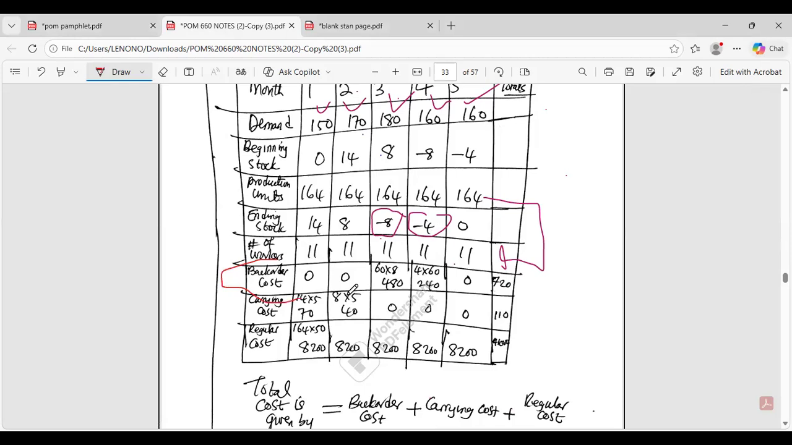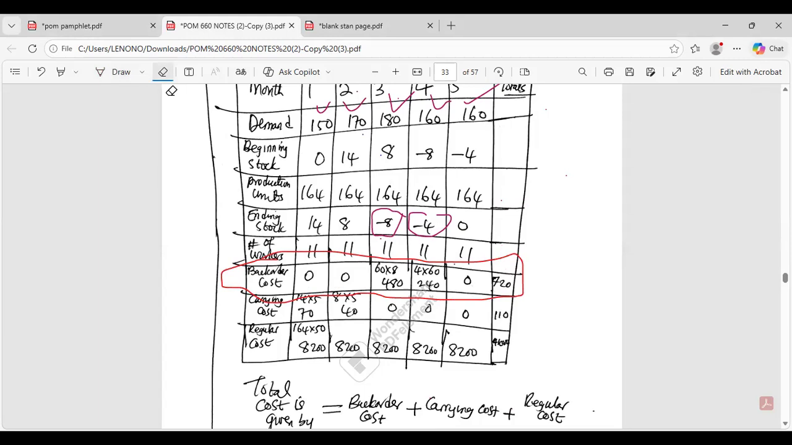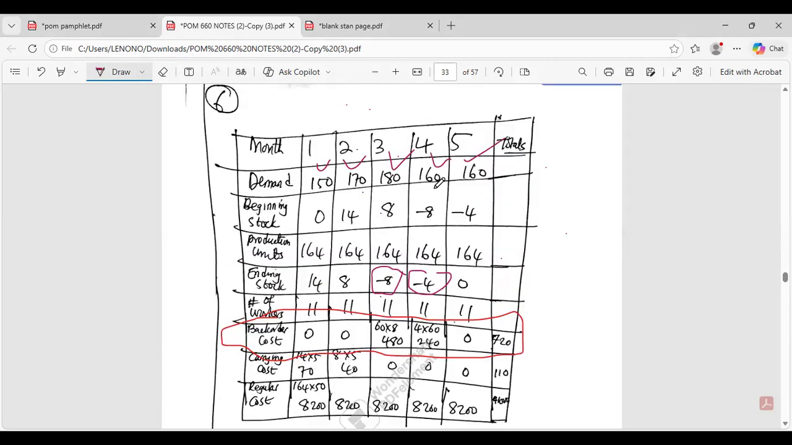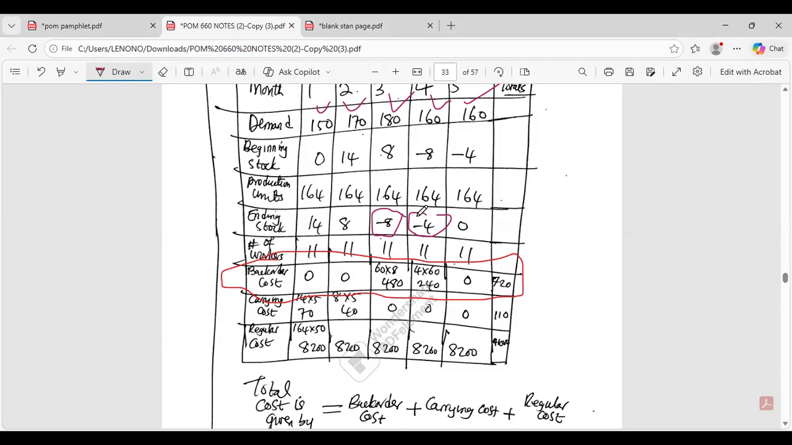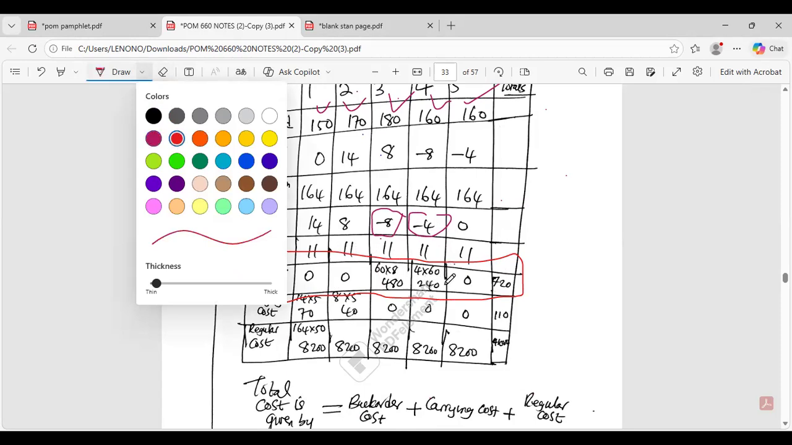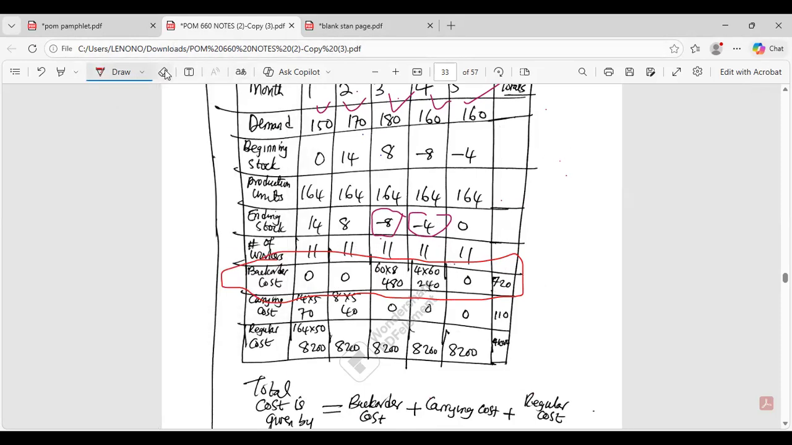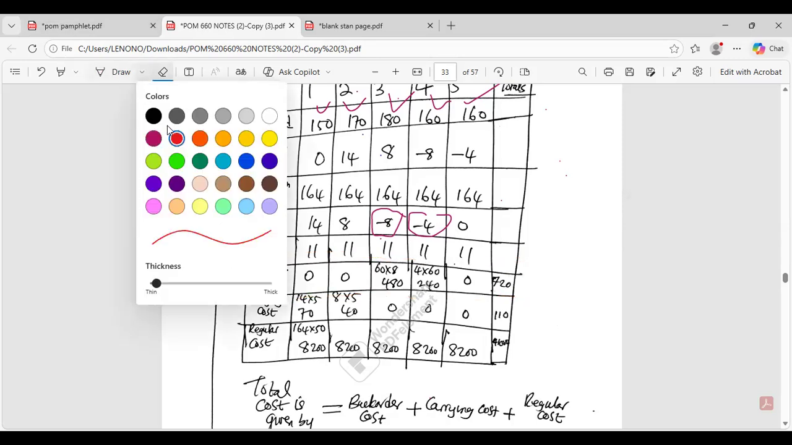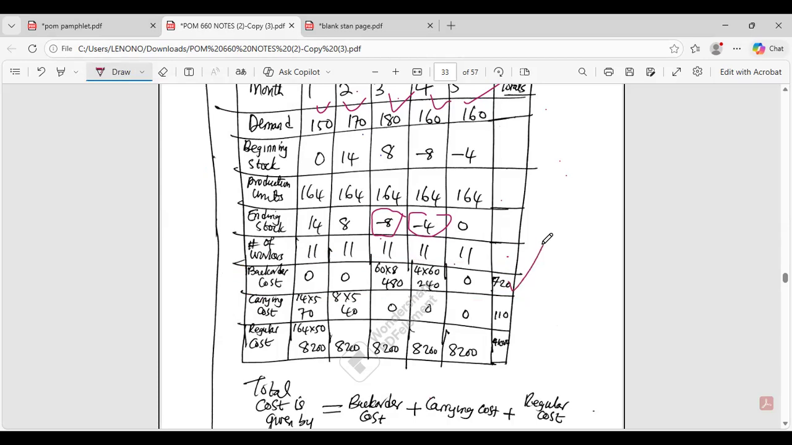You've seen this row here. So in this week, the back order cost will be how many units? It's 60 times 8, which is this one. Then this other one will be 4 times 60. So the total back order cost is giving us what? 720. Thank you. So the back order cost is 720.